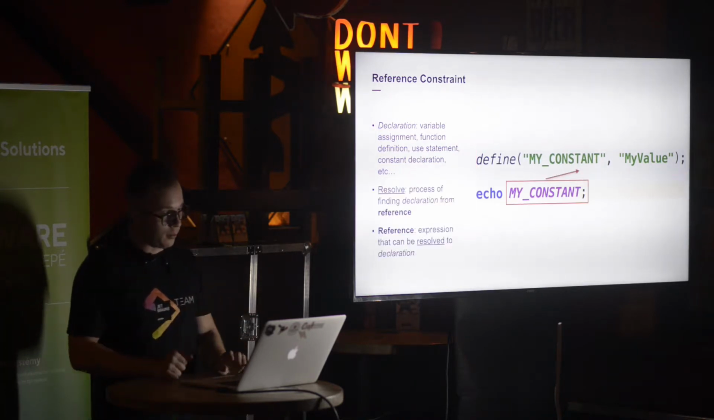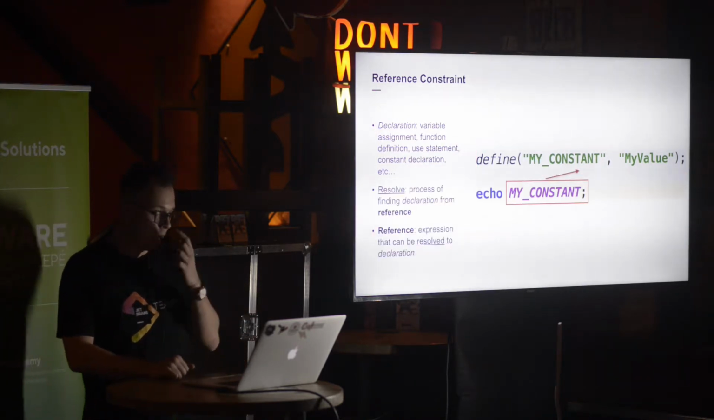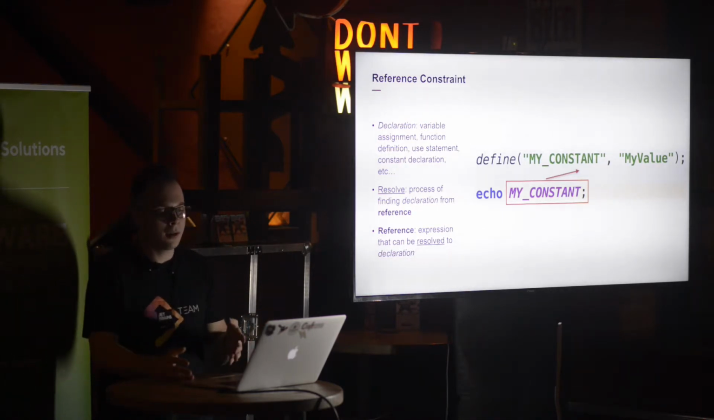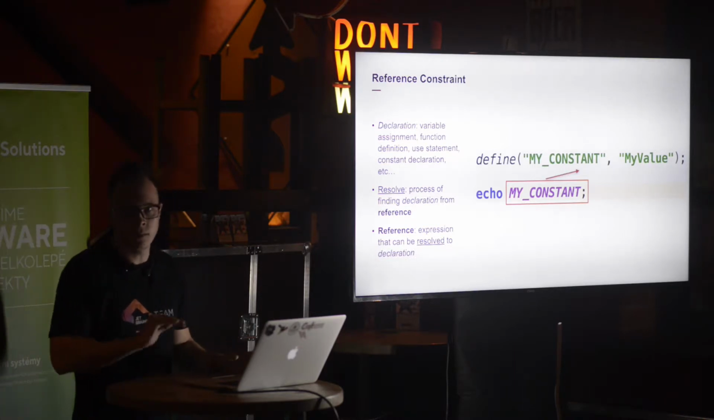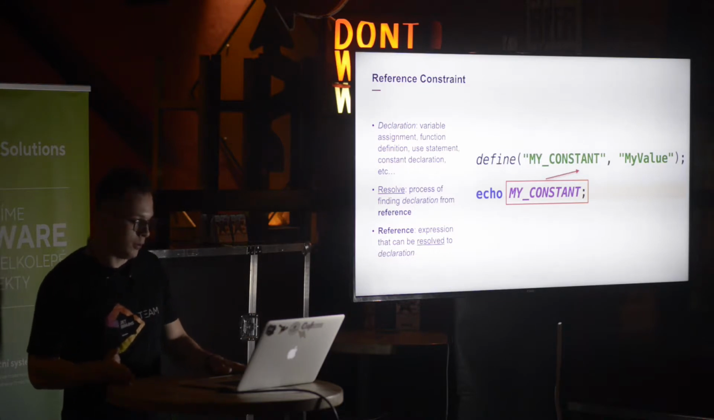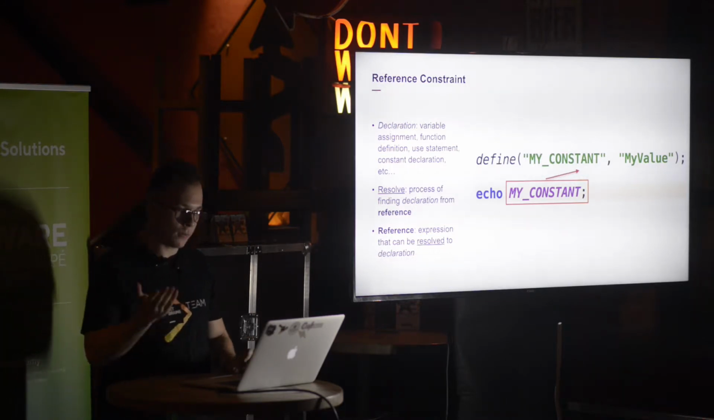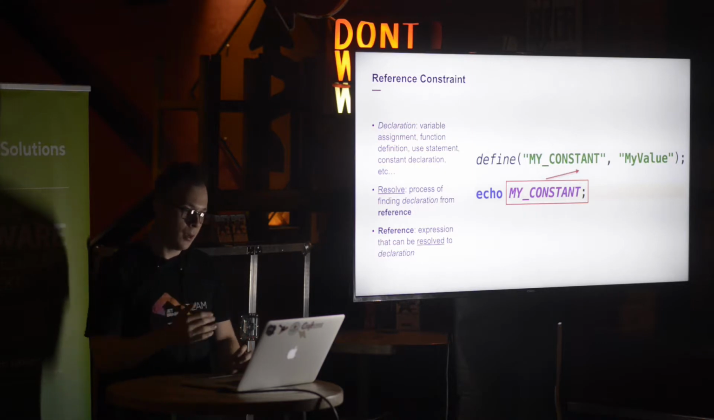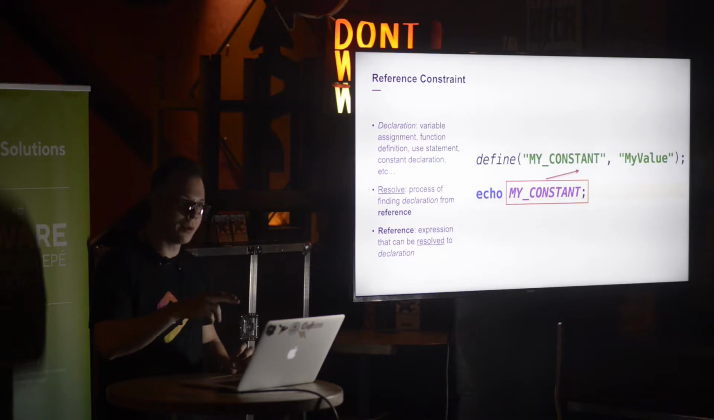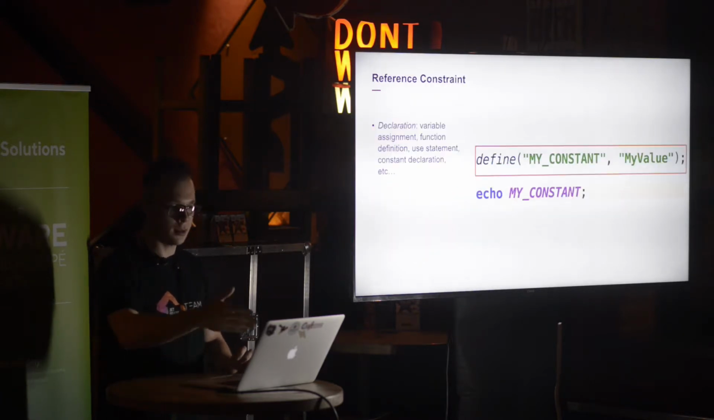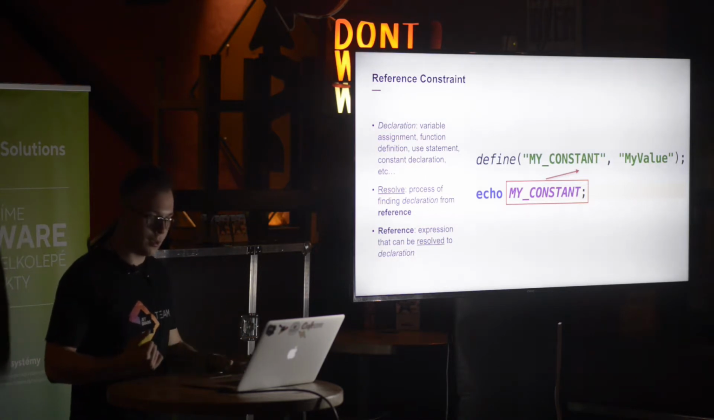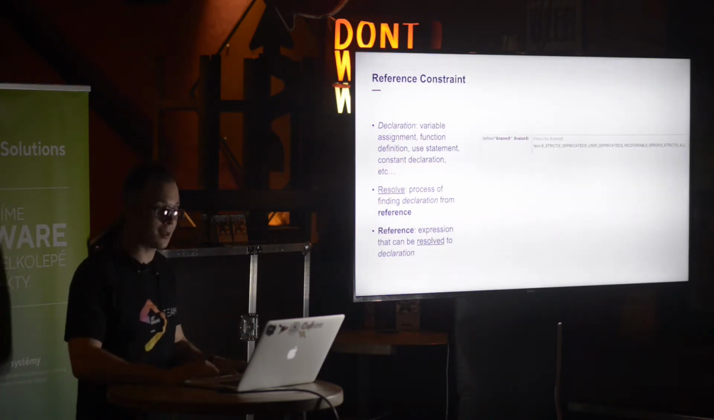On the other hand, the argument of echo is a reference. Reference is an expression, some expression, so it can be a field reference, variable, constant value, field access, and so on, that can be resolved to a declaration, and resolve is the process of finding a declaration from a reference. So in this case, the argument of echo, my constant, will be a reference, and it will be resolved to a declaration, which is the define statement. And by using such terms, we can utilize reference constraint.